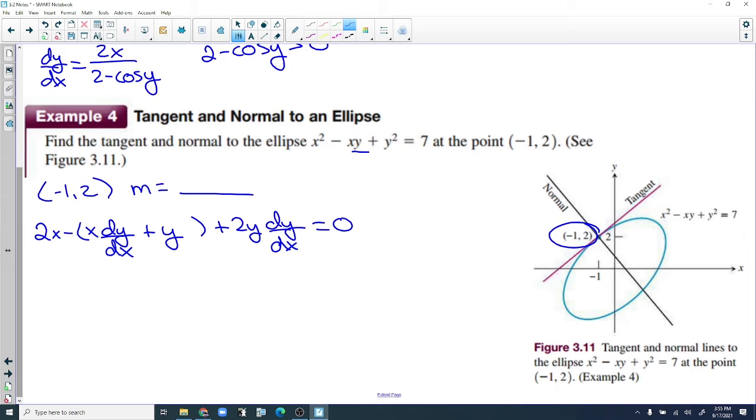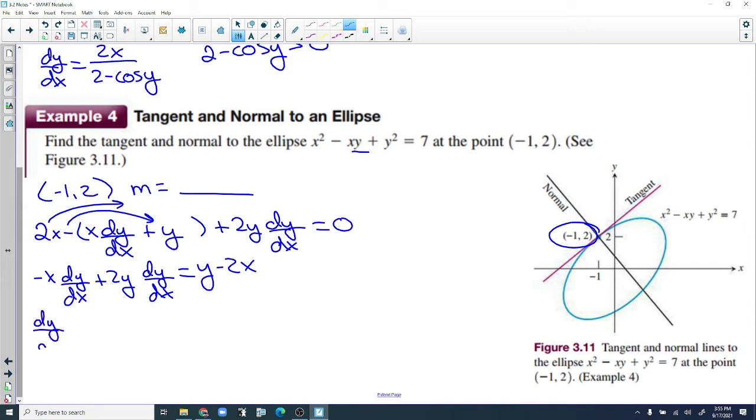Let's get the dy/dx's together. That'd be -x dy/dx plus 2y dy/dx is equal to, let's subtract the 2x over, and we'll have this negative y, so we'll have to add the y over. So y minus 2x. We can factor out a dy/dx, and that's -x plus 2y equals y minus 2x.